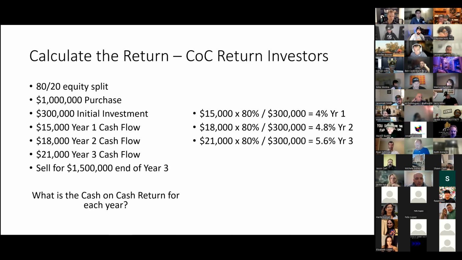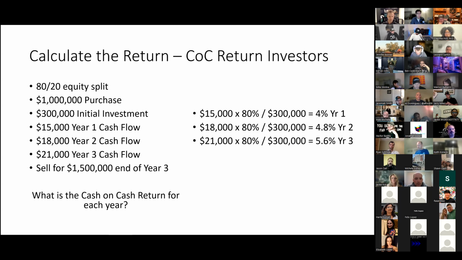So going back to this, if you're looking at the property level, year one would have been 5%, but your investors would have gotten only 4%. Year two, property was 6%, investors 4.8%. And year three, property was 7%, investors only 5.6%. So that gives you that comparison between what the property level is and what your investors get. And keep in mind, this is a very simple 80-20 split, no pref. So this is just a very simple example.